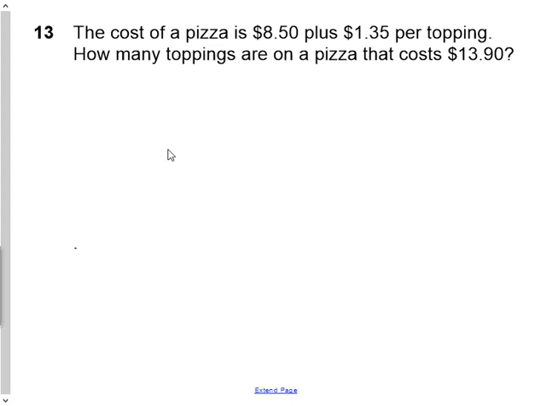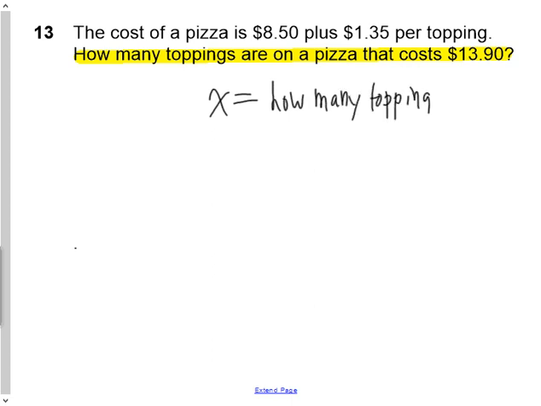So the first thing we have to do in all of these, and I gave it to you beforehand, is defining the variable. And usually, if you look at your last sentence, the question sentence, it says how many toppings are on a pizza. So 99.9% of the time, usually the variable will be what you're looking for. So in this case, it's how many toppings. So the first thing you're going to do is define the variable. I'm going to put down x is going to represent how many toppings they have, or the number of toppings.